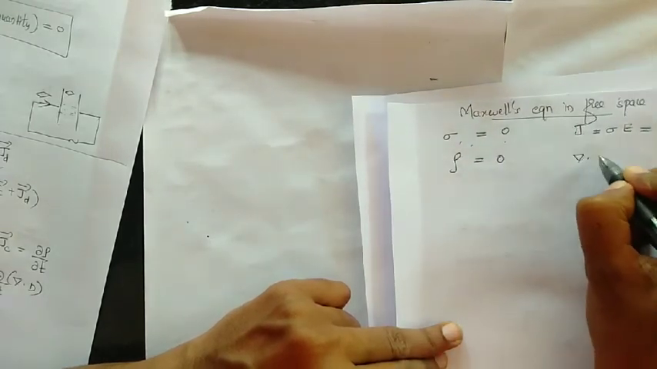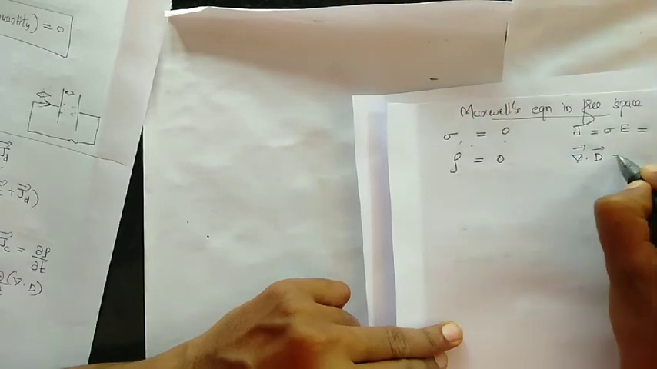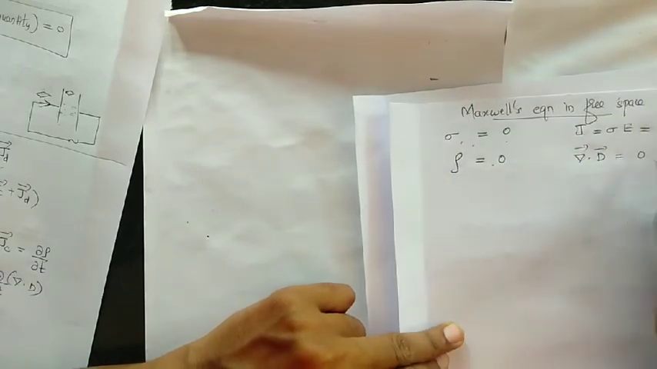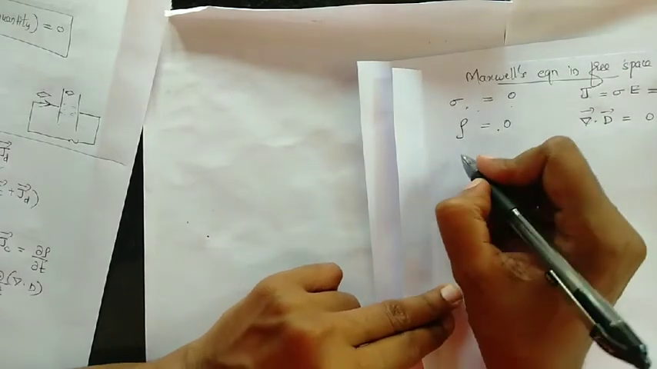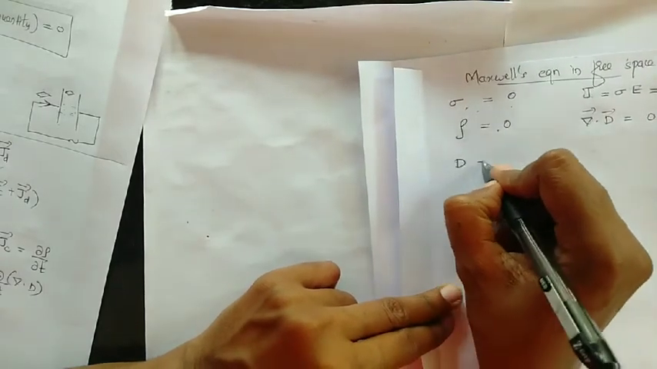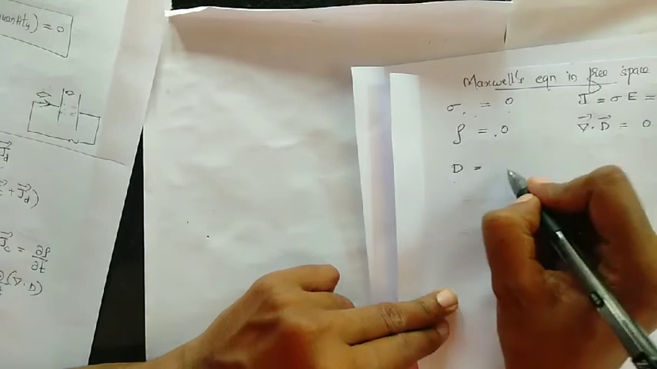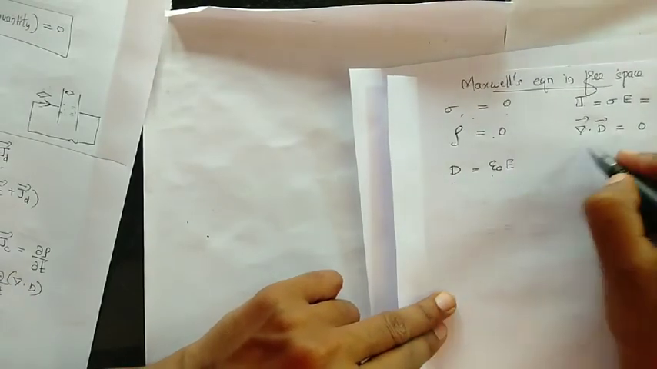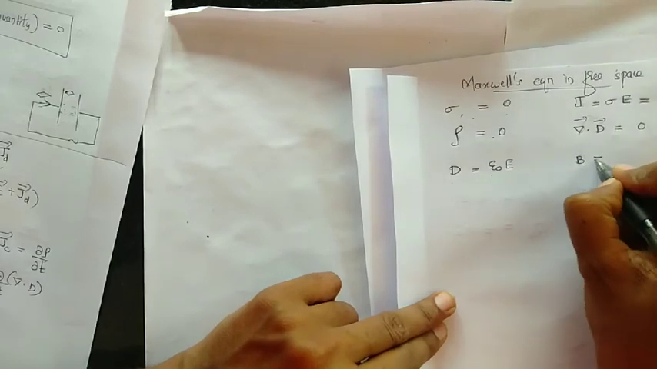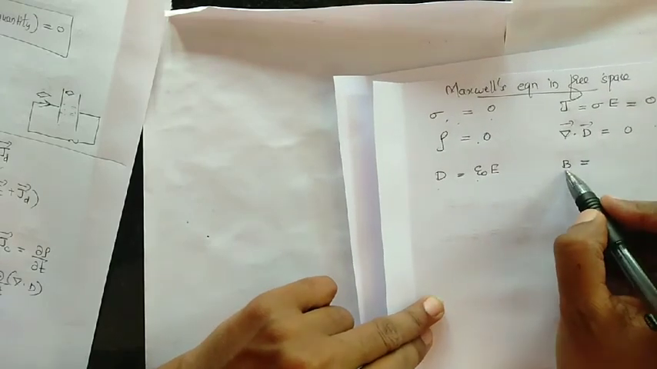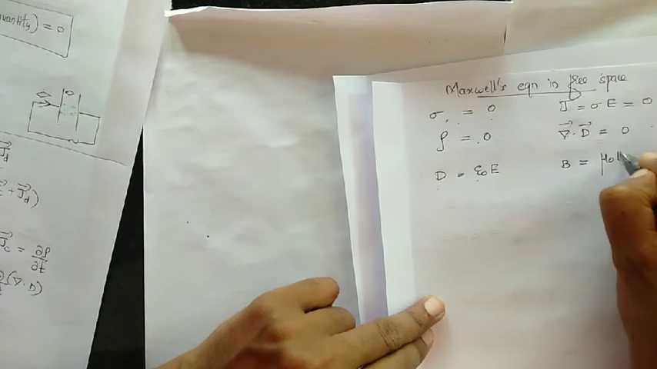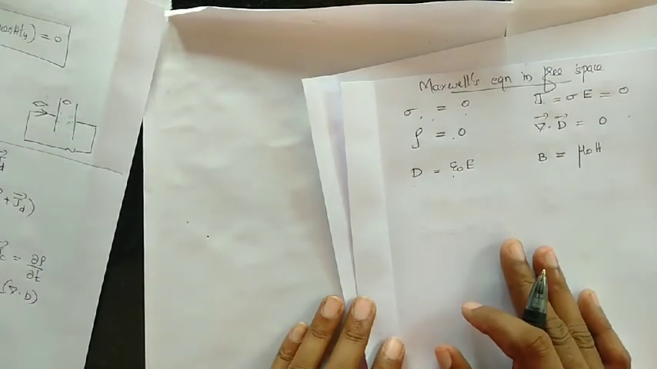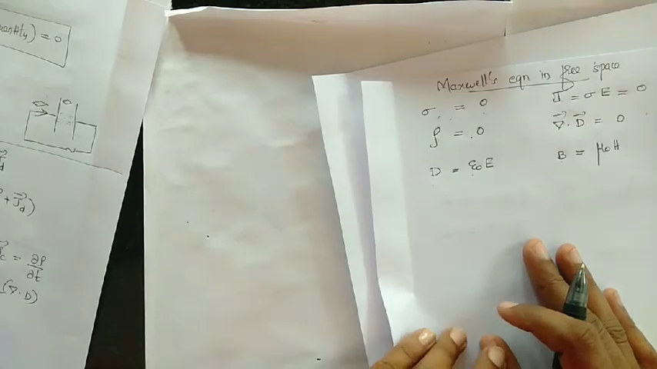Then del dot D: Maxwell's first law was del dot D equal to rho. As rho equals 0 for free space, it will also be 0. Then again, for free space we have electric displacement D equal to epsilon 0 into E, where epsilon 0 is the permittivity of free space, and magnetic flux density B equal to mu 0 into H. These three equations you should keep in mind, then only can we derive Maxwell's equations in free space.